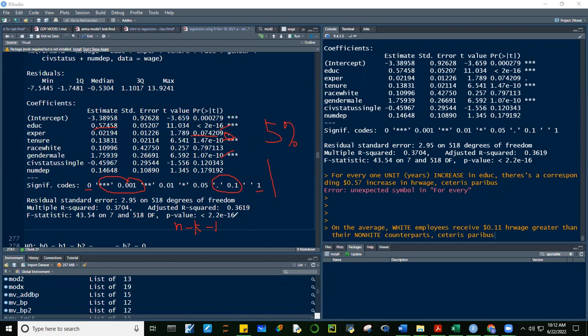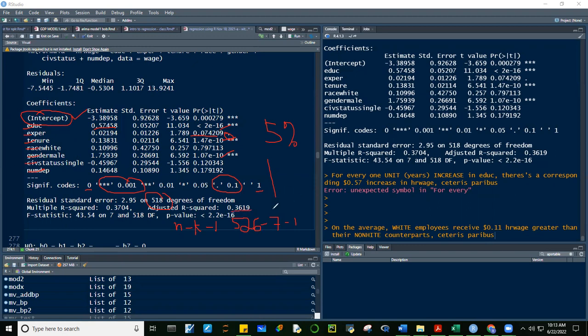526. Okay. So 526, no? N, it's the N natin, no? Minus, ilan yung K natin? Ilan yung predictors natin? 1, 2, 3, 4, 5, 6, 7. Minus 7, no? And then, minus 1 to compensate for the degree of freedom lost for computing for the intercept. Doon galing yung minus 1 na yan, kasi we lose also 1 degree of freedom because we also compute for the intercept. So degree of freedom natin 518. Okay, ano yung adjusted R squared natin?